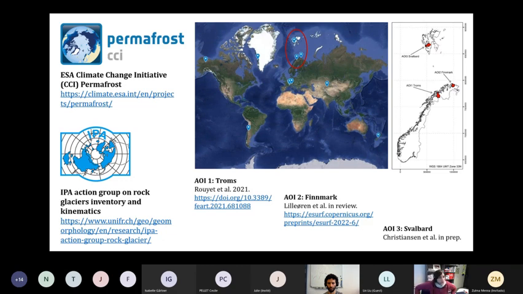For Norway, as you see on this map with the 11 regions, we had 3 regions or areas of interest. 2 were located on the mainland in northern Norway, in Troms and Finnmark, and 1 was in Svalbard. For the inventory in Troms, this is a paper that was published last year, so you're really welcome to have a look for more detailed information.